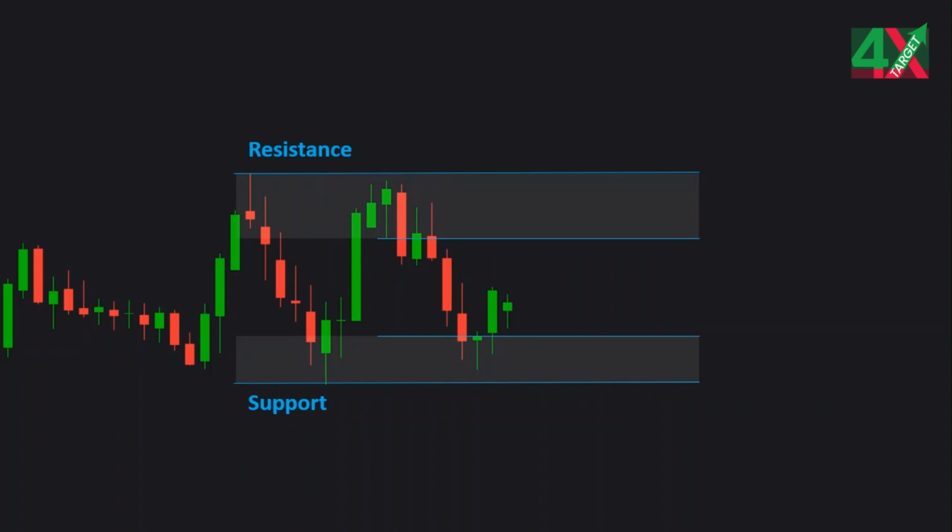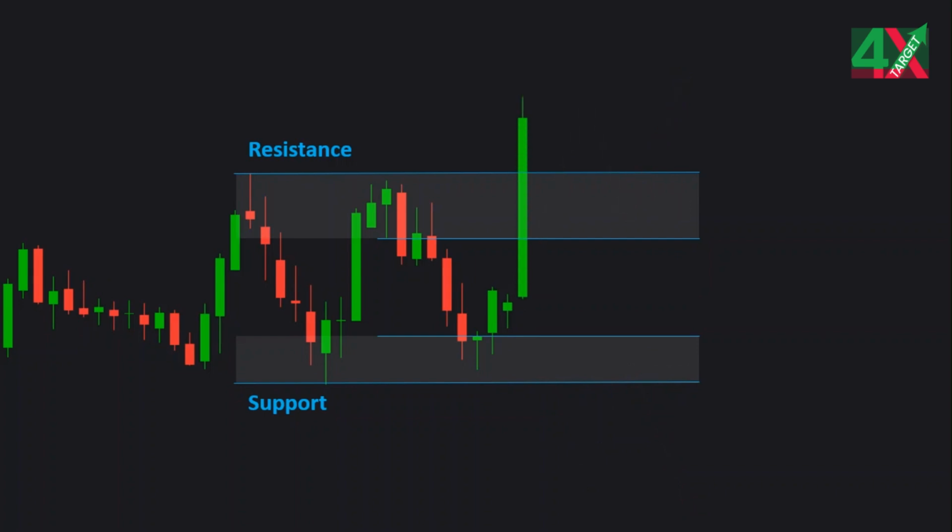If price breaks below the support level, that support may turn into a SBR zone, support becomes resistance, and we'll look for a selling opportunity on the retest. If price breaks above the resistance, that resistance may turn into an RBS zone, resistance becomes support, and we'll look for a buying opportunity on the pullback.